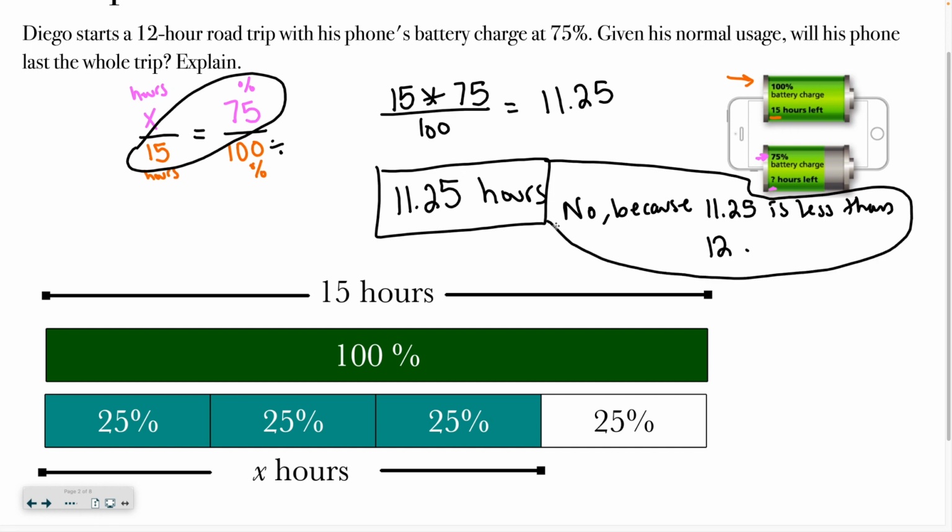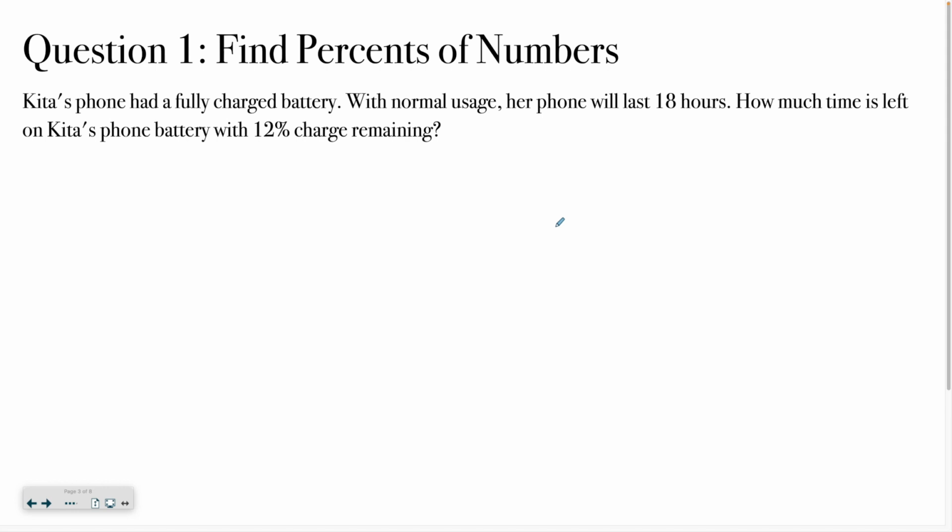Okay, now we have a similar question. Kita's phone had a fully charged battery. With normal usage, her phone will last 18 hours. How much time is left on Kita's phone battery with a 12% charge remaining? Okay, so you guys use that same skill that I just refreshed in your memories from the last page. Use that same idea to solve this problem. Okay, good luck.